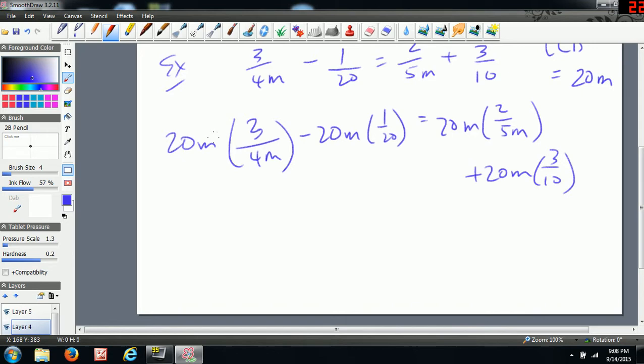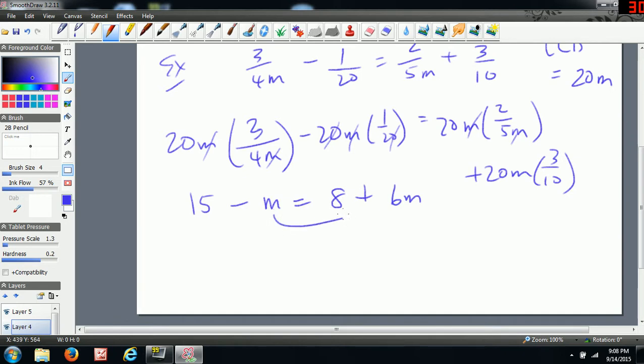So then this cancels this. 20 divided by 4 is 5, times 3 is 15. 20 divided by 20 is just 1, so that just equals 1. Sorry, the m doesn't cancel, the 20s do, so we end up with m. These cancel. 20 divided by 5 is 4, times 2 is 8. 20 divided by 10 is 2, times 3 is 6m.